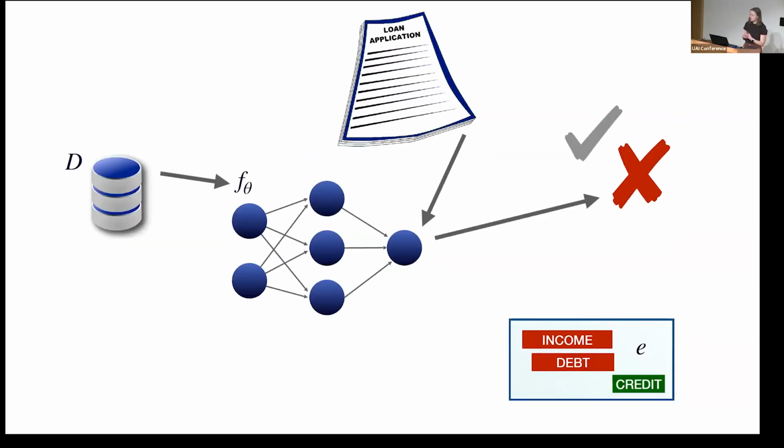We often get an explanation that's a feature-based explanation. In this example, we would have income and debt as factors that are counting against this person, but maybe their credit score is good and is counting in their favor.